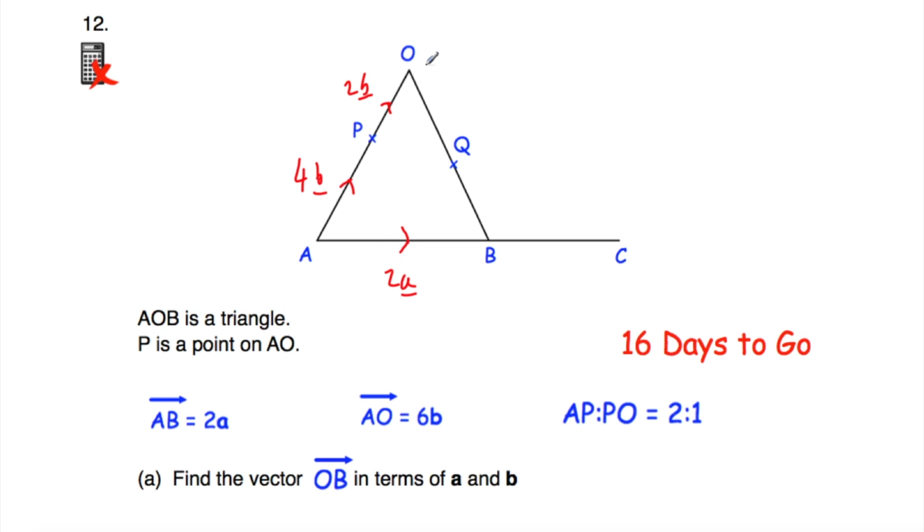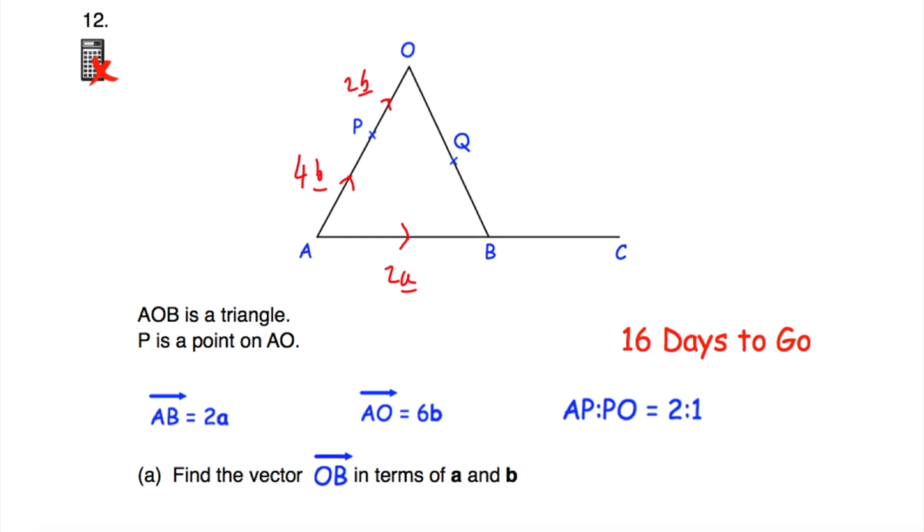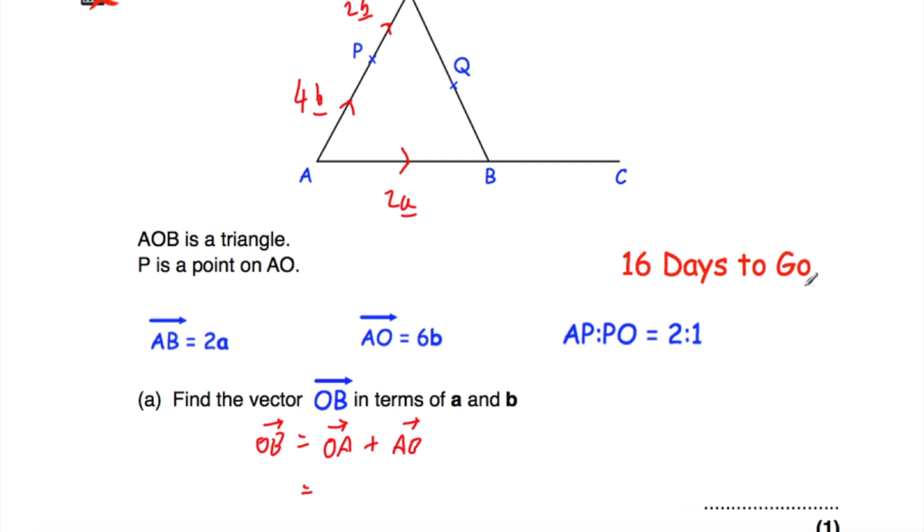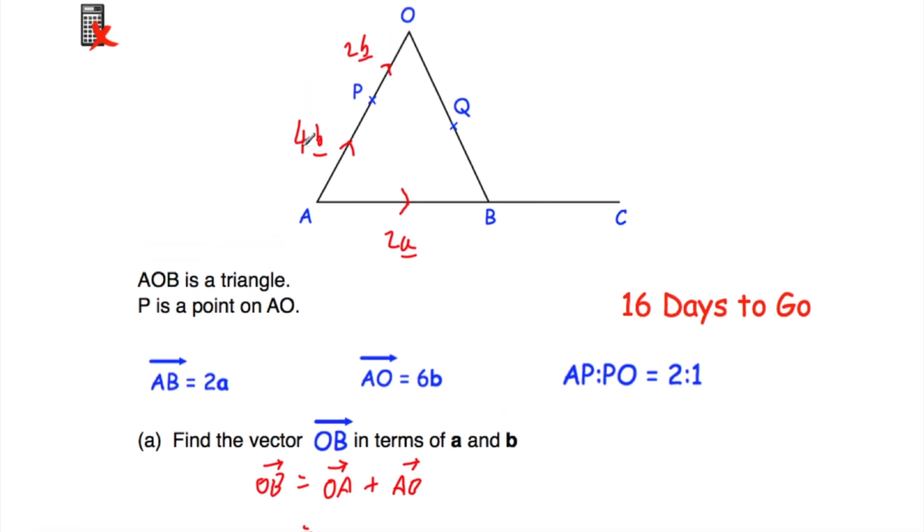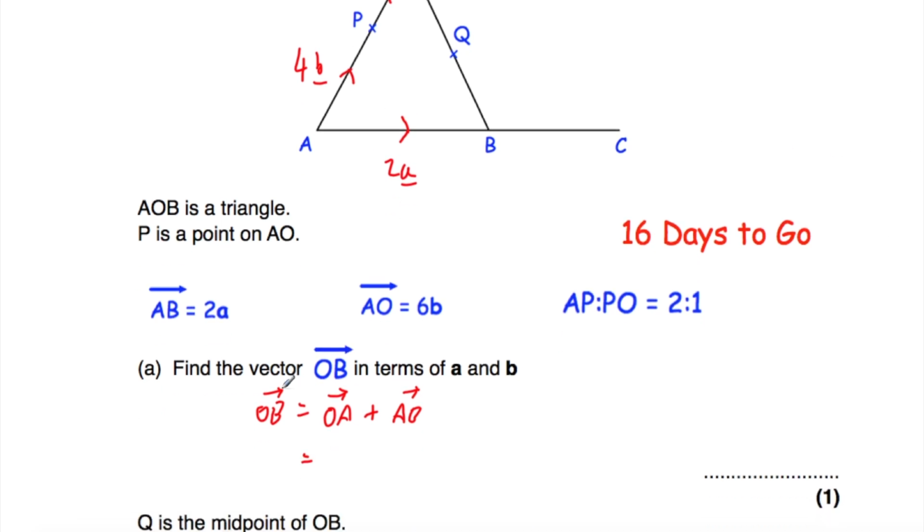Well, to get from O to B, I'm going to go from O to A, and then from A to B. So let's write that down. Going from O to A is going to be minus 6B, and then from A to B will be plus 2A. So OA is minus 6B, and AB is plus 2A. And that's our vector OB. It's minus 6B plus 2A, or you could write it the other way around, 2A minus 6B.